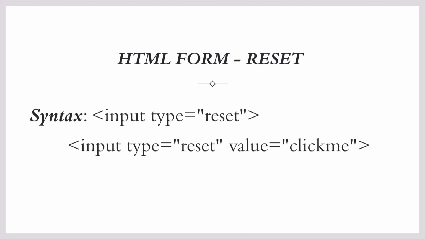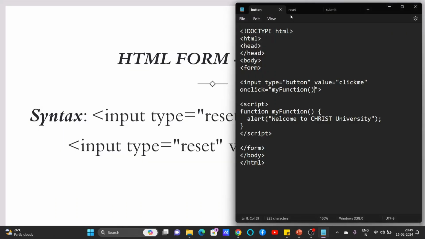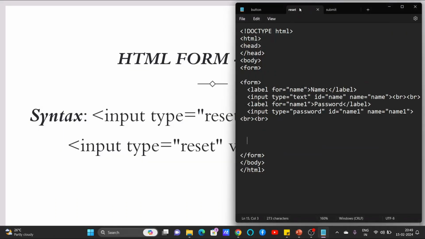Open the editor. Have a basic structure of your HTML document. Now, inside the form tag, before designing the reset button, let's add two text fields with their corresponding labels. Label for name, input type text. Label for password, input type equal to password.